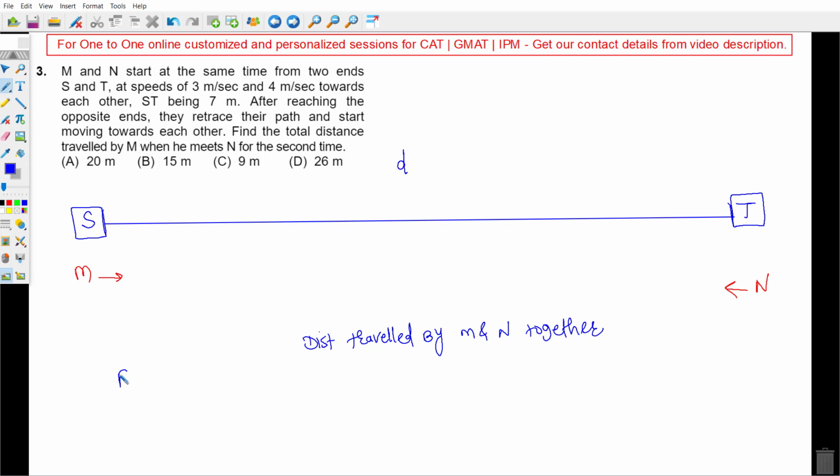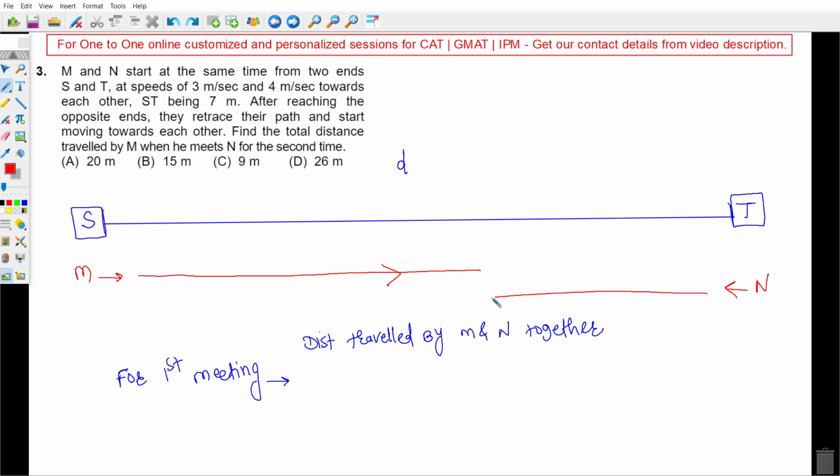Okay, for the first meeting, distance traveled by M and N together is how much? Let's have a look at it. For the first meeting, M will travel like this and N will travel like this. Let's say the first meeting happened here.